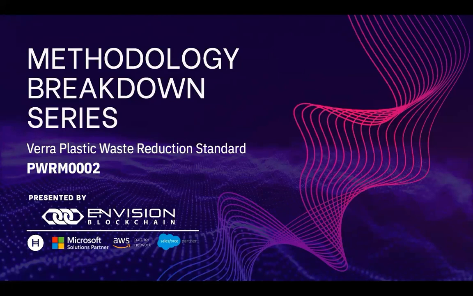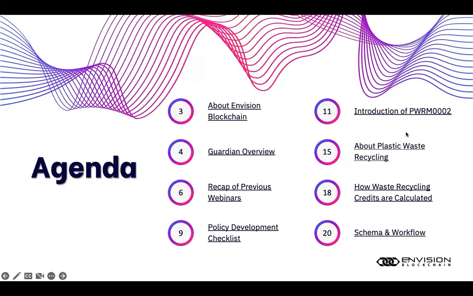We'll be doing a methodology breakdown of Vera's plastic waste reduction standard, PWRM0002, and this is for plastic waste recycling. So in our agenda today, we'll talk about who Envision Blockchain is, we'll do a Guardian overview, a recap of our previous webinars, we'll go through our policy development checklist, then we can do an introduction of PWRM0002. We'll talk about plastic waste recycling and how waste recycling credits are calculated. And then we'll go through our schema and workflow before doing a demo of the policy in the Guardian.